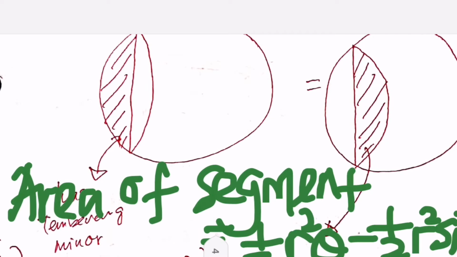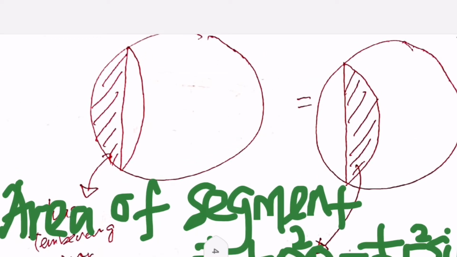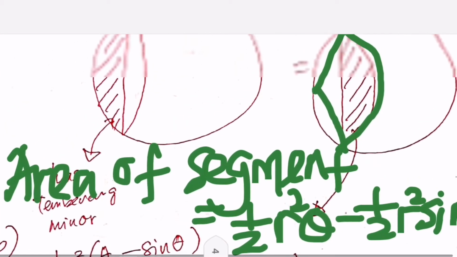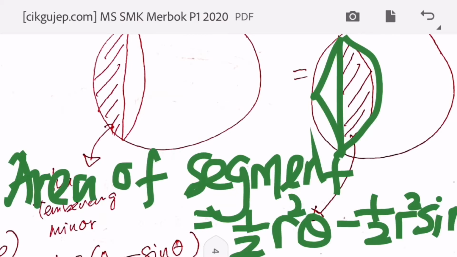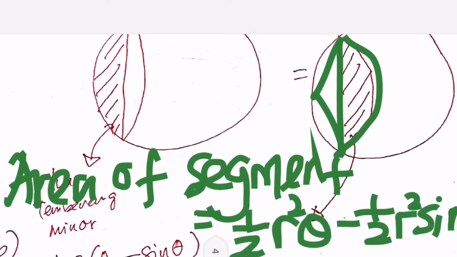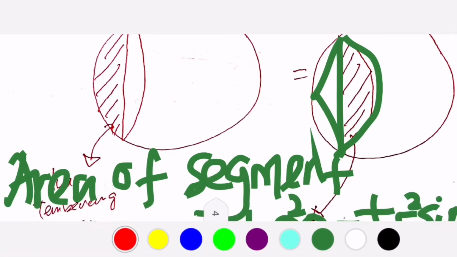Remember this formula: 1/2 r squared theta minus 1/2 r squared sine theta, because there is a triangle that you need to minus out from the sector. So this is a sector. The sector is in green color, and then I will draw out the triangle that you need to minus out in order to find the area of the segment, which looks like a moon shape.